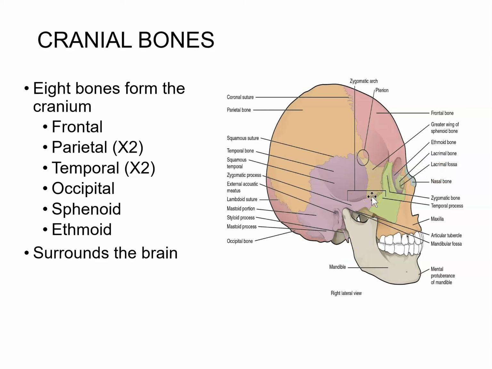And then we have an ethmoid bone, and the ethmoid bone is a little bit difficult to see in this picture. It's this purple area that is back here because the ethmoid bone is here. It does extend a little bit into the nasal cavity, and then it goes back up into this area behind the frontal bone. So the cranial bones surround the brain.